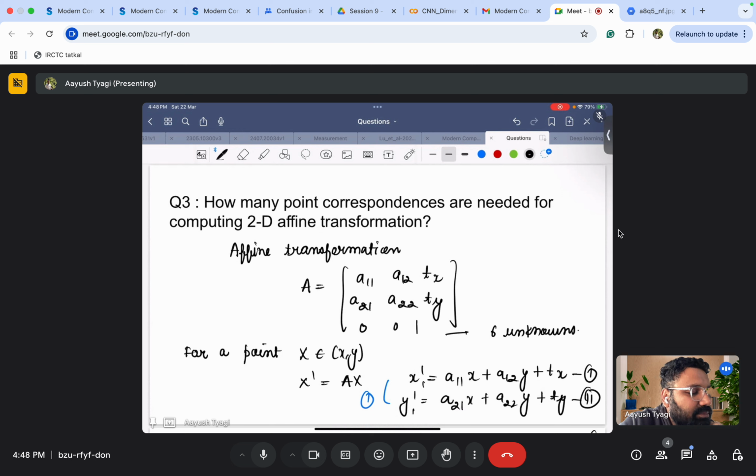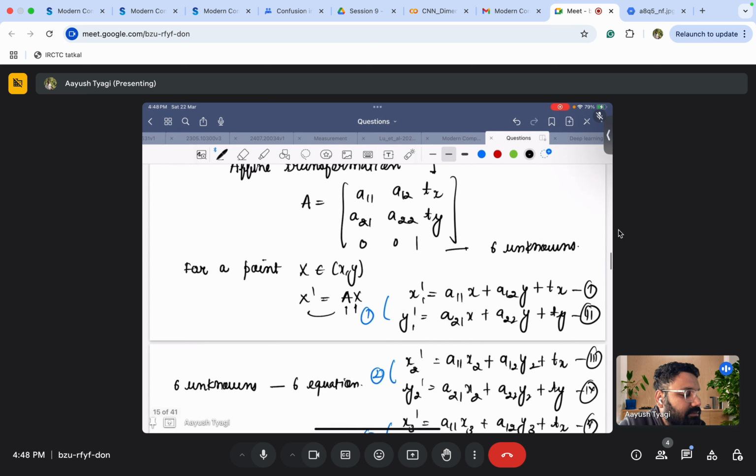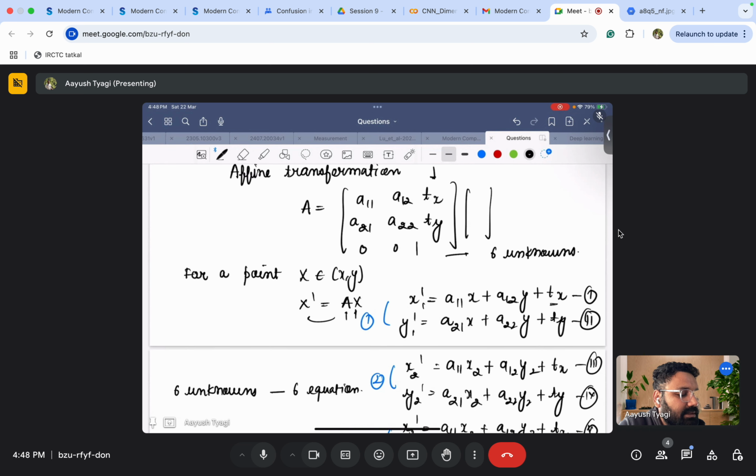How many point correspondences are needed for computing a 2D affine transformation? So how do you write an affine transformation? You have a11, a12, a21, a22, and a translation as well, tx, ty, and the last row is 0 0 1. Suppose you have a point x and you multiply it with the affine transformation matrix, you will get x dash. If you write the equation for this, x dash is equal to a11 x plus a12 y plus tx, so you are doing this with x, y, 1.